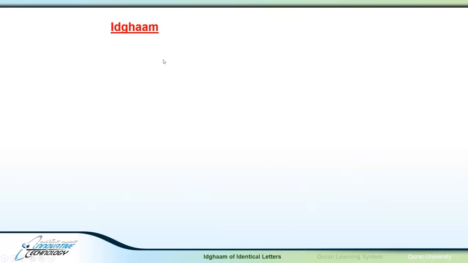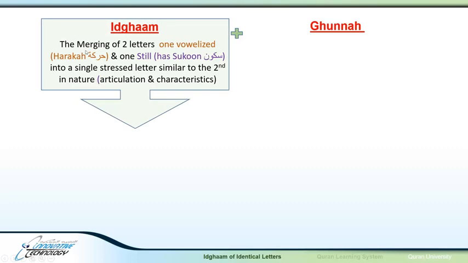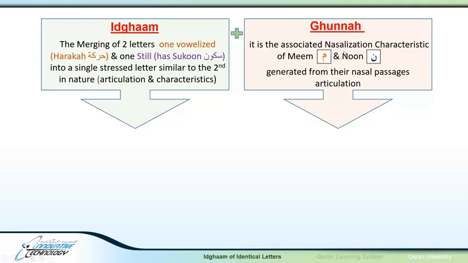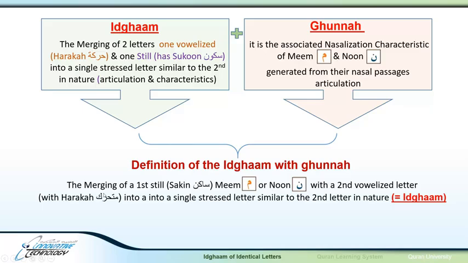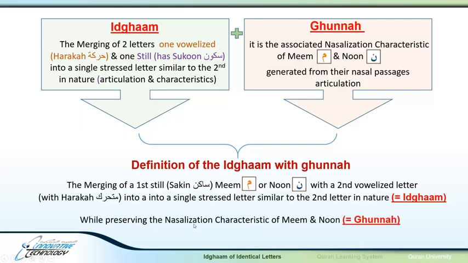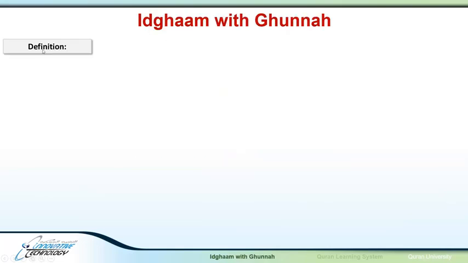So, if we put together what we have learned about Idghaam and ghunnah, Idghaam being the merger of two letters, one vowelized and one still, into a single stressed letter similar to the second in nature, and the ghunnah being a nasalization characteristic of Mim and Nun generated as they pass through their nasal passage articulation, putting those two together would give us the definition of Idghaam with Ghunnah, which is the merger of a still Mim or Noon with a second vowelized letter, mutaharrik, into a single stressed letter similar to the second in nature, which is in fact the definition of Idghaam, while preserving the nasalization characteristic of the Mim and Noon, which is practically the definition of ghunnah.